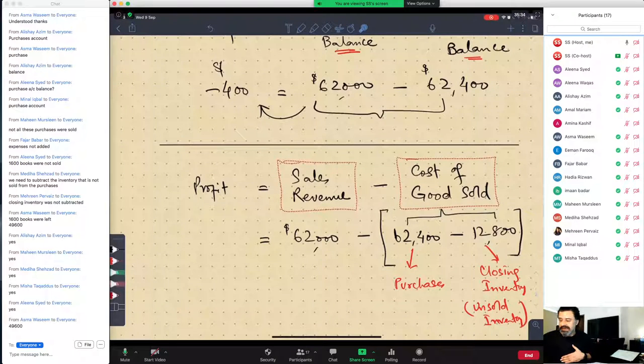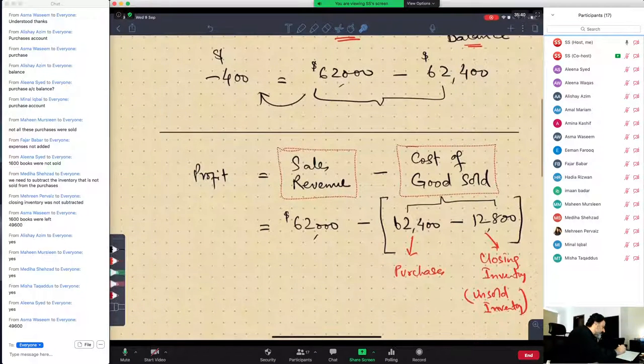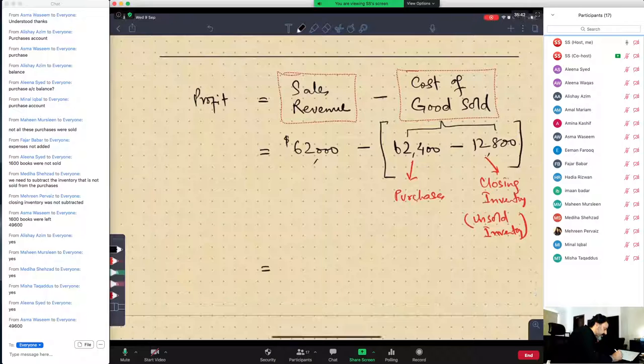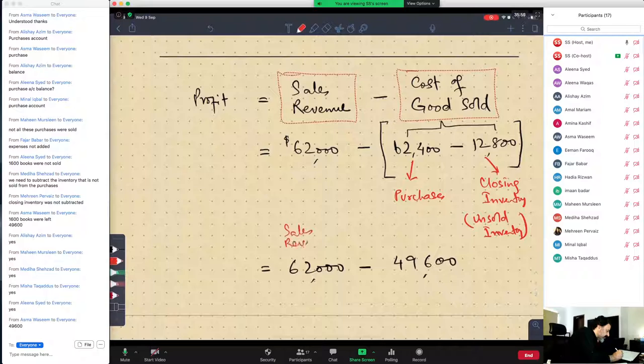Do we understand it better? Yes, we do. Okay. So now if we calculate the answer, we'll find out that our profit value will reconcile. So can you please tell me 62,400 minus 12,800, how much is the value? 49,600, Asma, thank you. So now we have our sales revenue, and this sales revenue represents how many books? 6,200 books, right? 6,200 units here, right? And this is your cost of goods sold, and this is also now representing 6,200 units here, right?